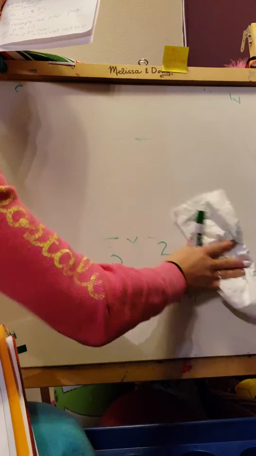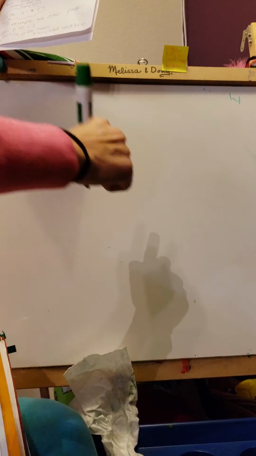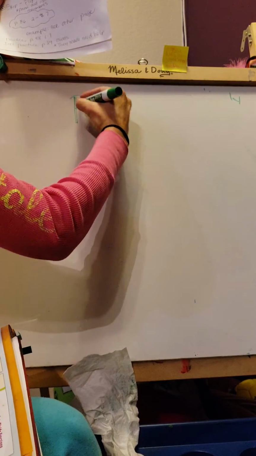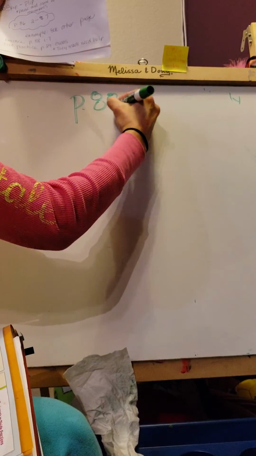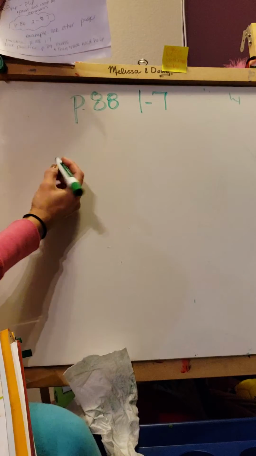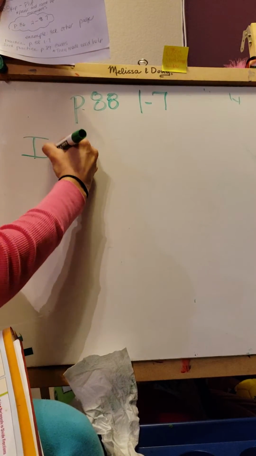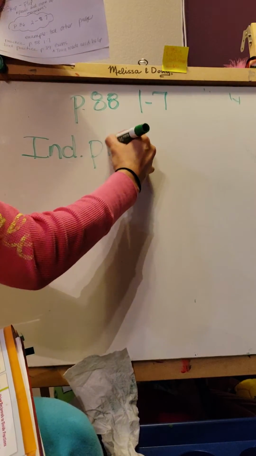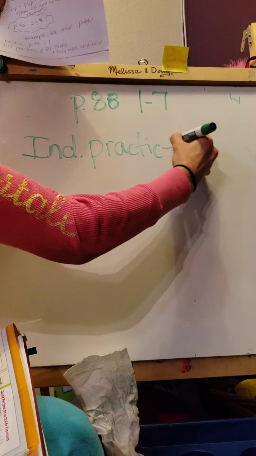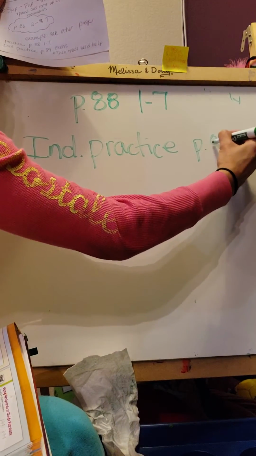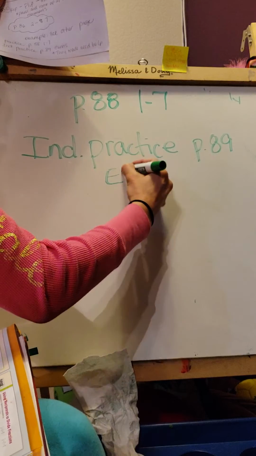I want you guys to do the practice first before you move on to the independent practice, and that is page 88. Do some of these together as a class with Miss Meadows. Page 88, 1 through 7. Your assignment for today is the independent practice, page 89, and the evens.